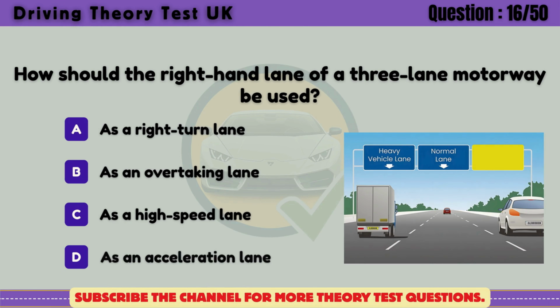Question 16. How should the right-hand lane of a 3-lane motorway be used? Option A. As a right turn lane. B. As an overtaking lane. C. As a high-speed lane. D. As an acceleration lane.